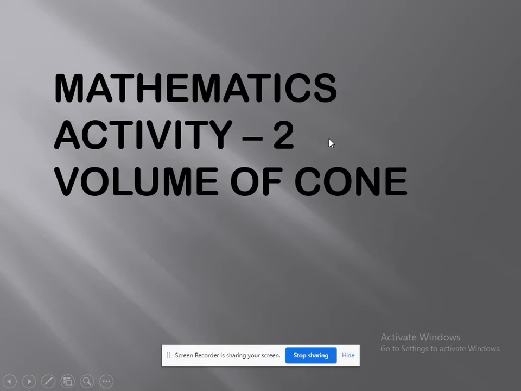Good morning, students. So, this is mathematics activity 2. In this activity, we are going to study what is the formula for volume of cone.